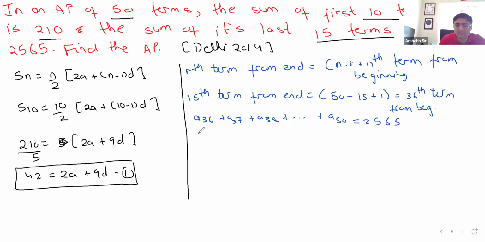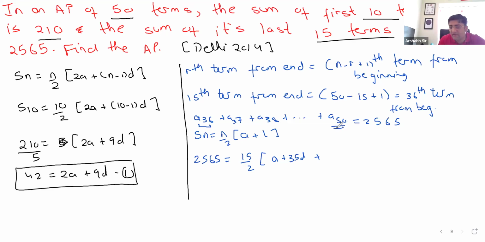तो again I apply the same formula. So I can show here sum of n terms is n by 2 into, we can say, या तो ये वाला फॉर्मूला लगाओ या first term plus last term लगाओ. Let's say first term plus last term. So 2565, how many terms are there? 15 by 2. Now what is the first term over here? A36 is my first term. ये क्या हो जाएगा? a plus 35d. Plus last term मेरा क्या है? 50th term. ये हो जाएगा a plus 49d. Do you all agree बेटा? Yes or no?